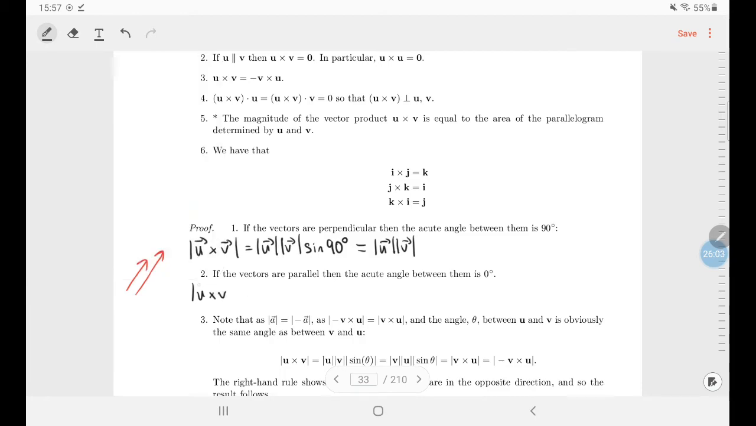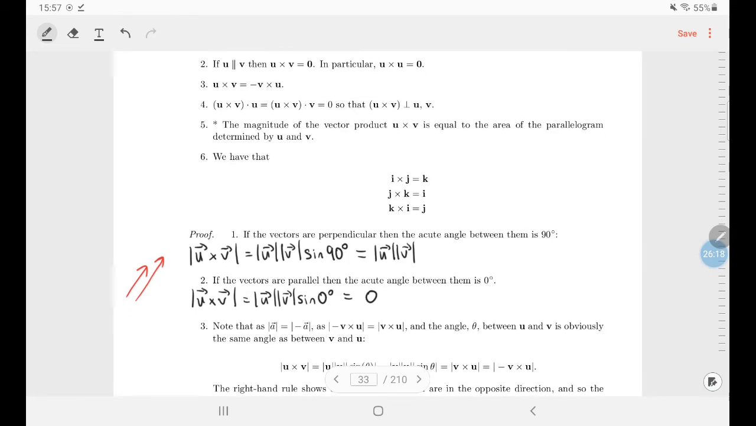So the magnitude of u cross v is equal to the magnitude of u times the magnitude of v times sine of 0. And sine of 0 is 0. So you get length of u, length of v, times 0. So what does that show? If vectors are parallel, their cross product is 0. And u is parallel to itself. So u cross u is 0. Then the next thing is arguing it out.